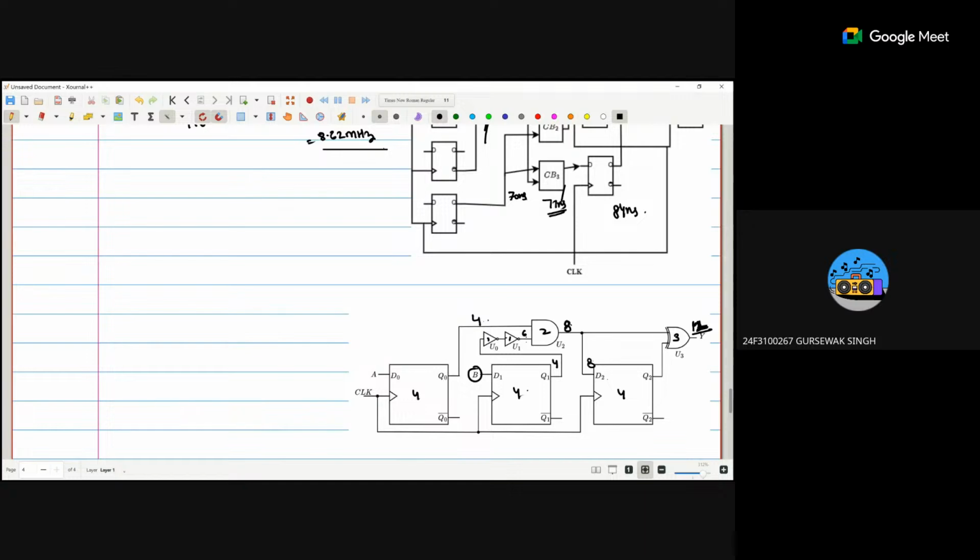Q2 will appear after 12, and 12 and 3 is 15 nanoseconds. So this is the 15. Yeah, I actually got 15 nanoseconds. Yeah, it is definitely 15 nanoseconds.